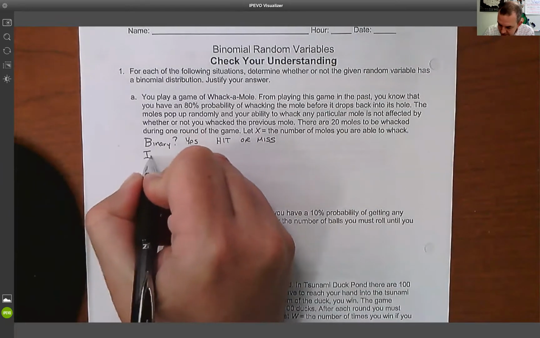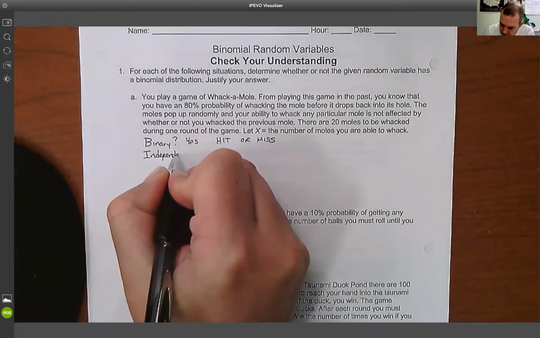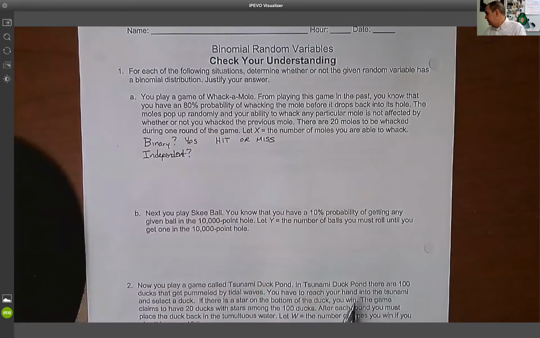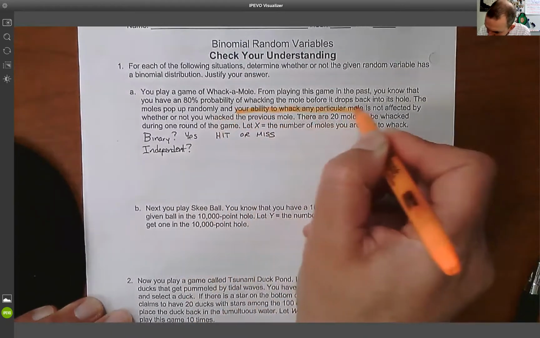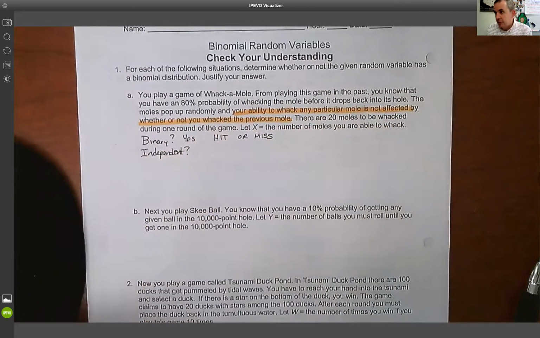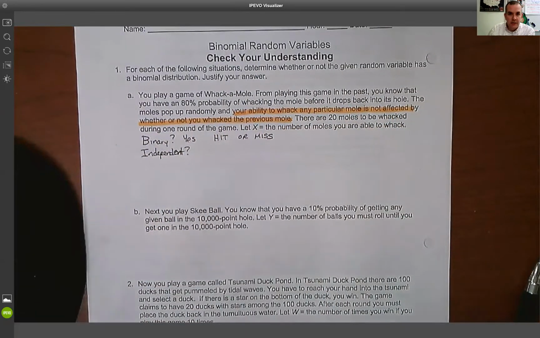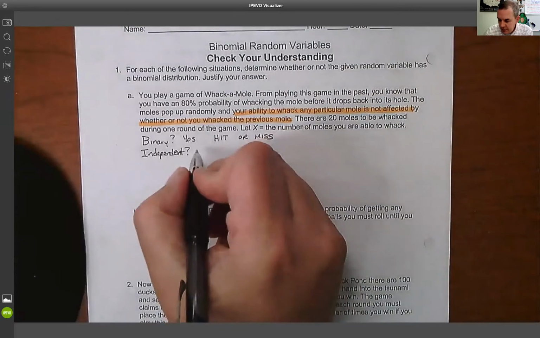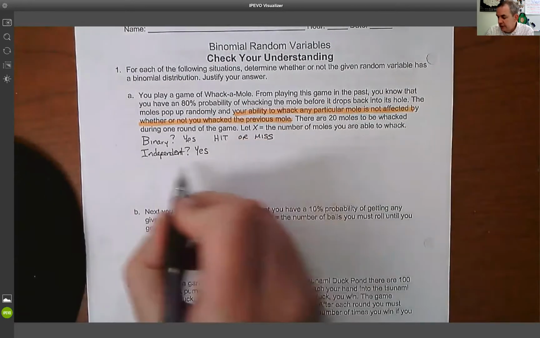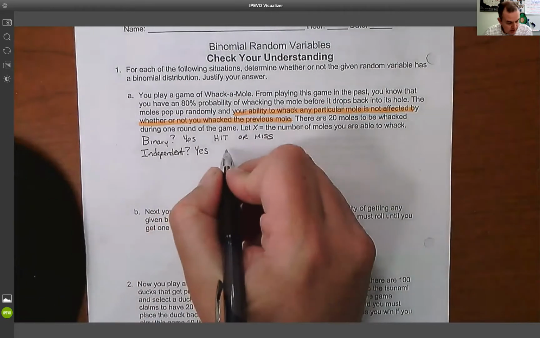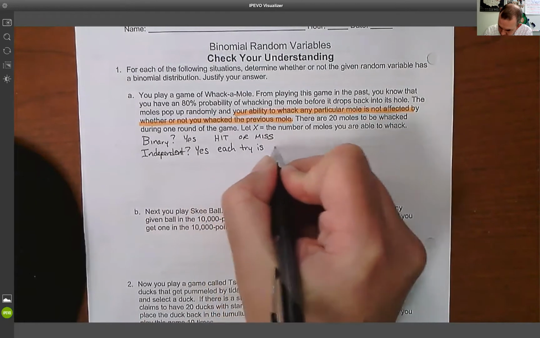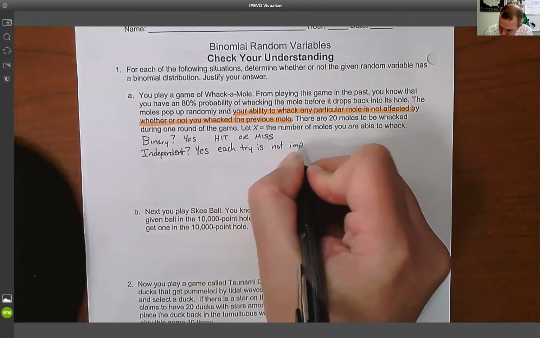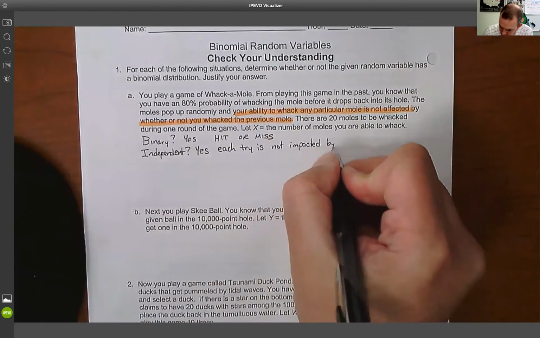The next one, is it independent? Well, from the words of this problem, there is a level of independence. It says your ability to whack a mole is not affected by whether or not you whacked the previous mole. What it's saying is, whether you hit or missed the first time has no bearing. So in this case, yes, it's independent, because each try is not impacted by other tries.